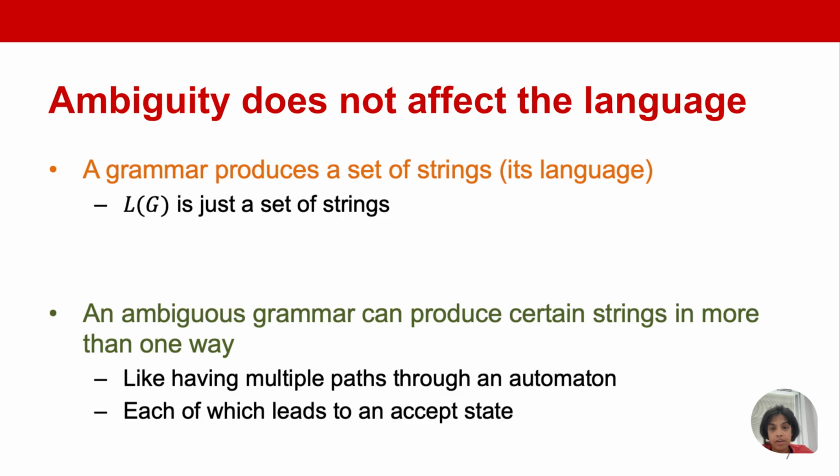Now, ambiguity does not affect the language. A grammar just produces a set of strings, so as long as you can get there in some way, then you're good to go, right? It is in the language. And the ambiguous grammar can produce strings in more than one way. It's kind of like having multiple paths through an automaton, each of which leads to an accept state.